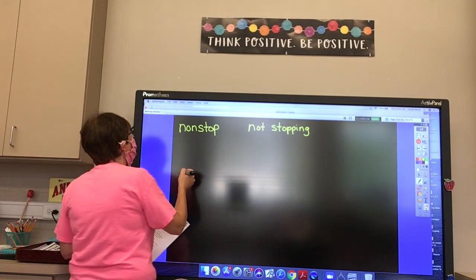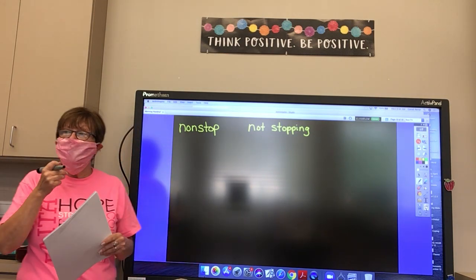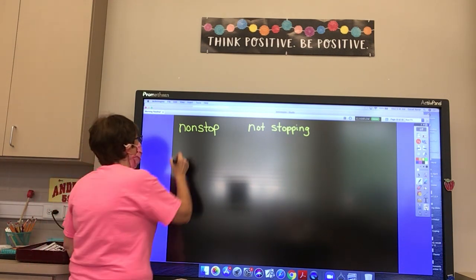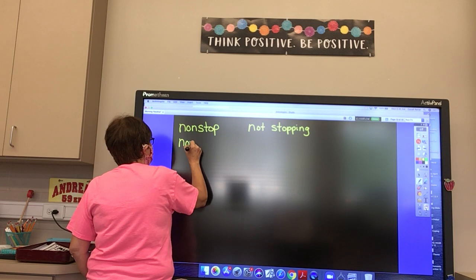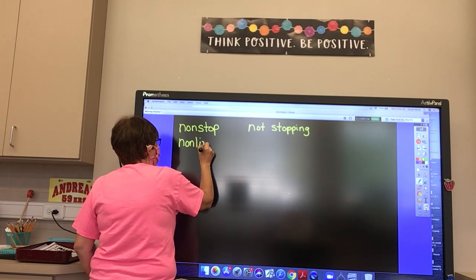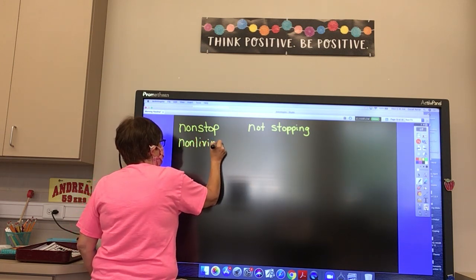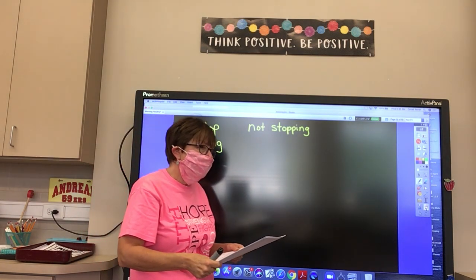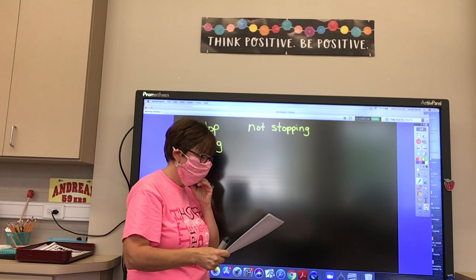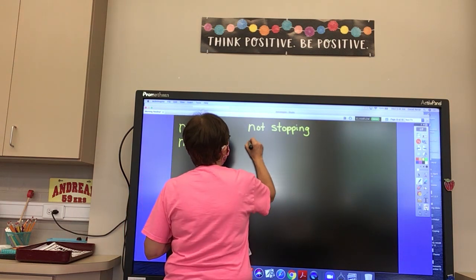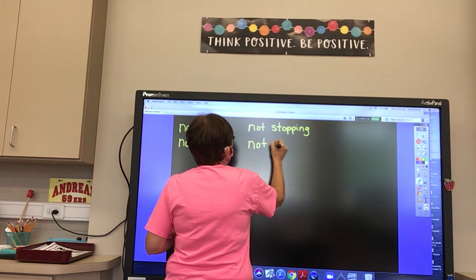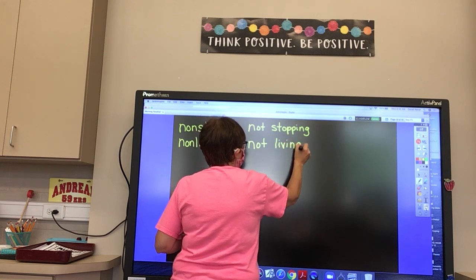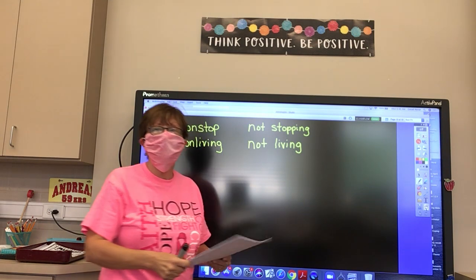Now we have the word living. What is our new word going to be when we add our prefix? Avery? Non-living. Oh, I love making new words. What does non-living mean, Libby? Not living. That's what that means.